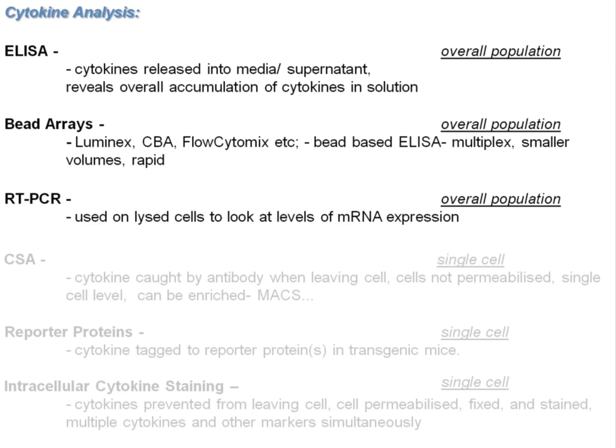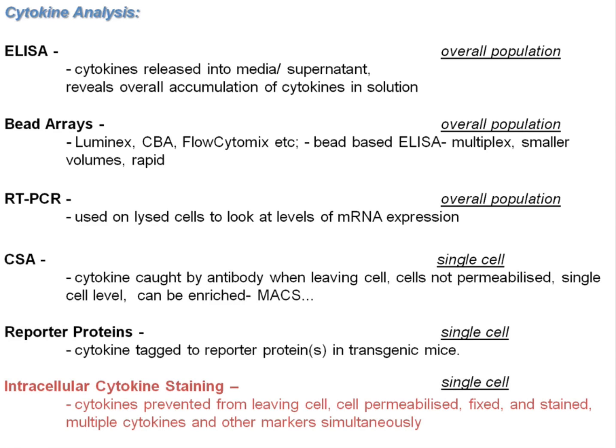So some of the single cell techniques that we have available to us now is a CSA, which is a cytokine secretion assay. And in this, the cytokine is released from the cell. We have capture antibodies on the surface of the cell. They essentially capture that cytokine as it's being released. And then we can actually enrich that cell and identify that. That tends to be just one cytokine at a time.